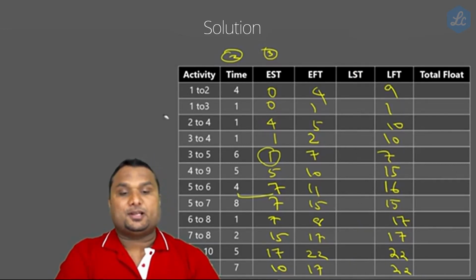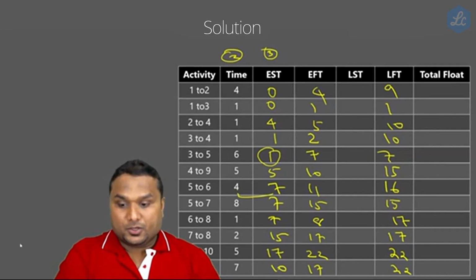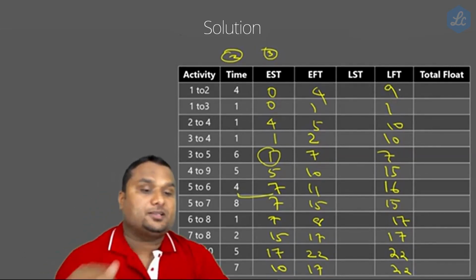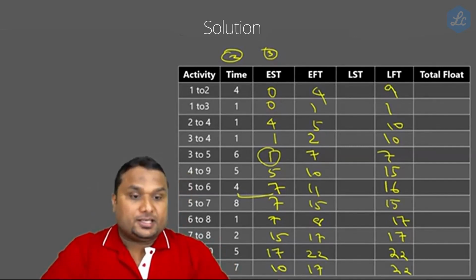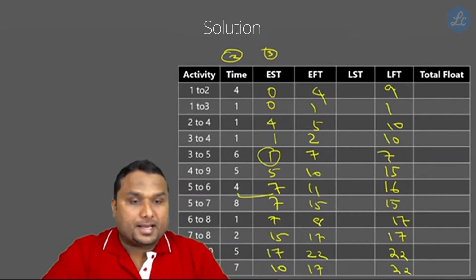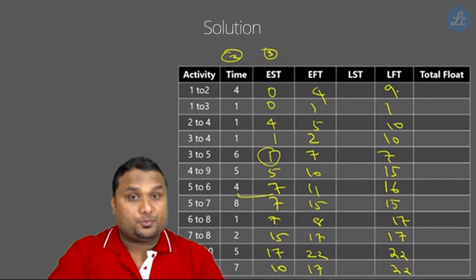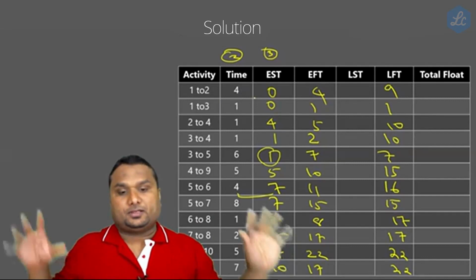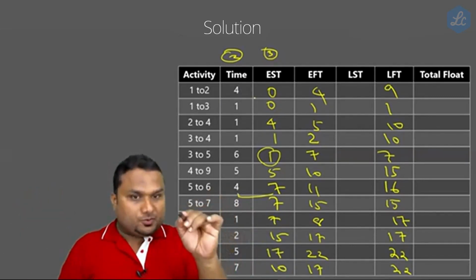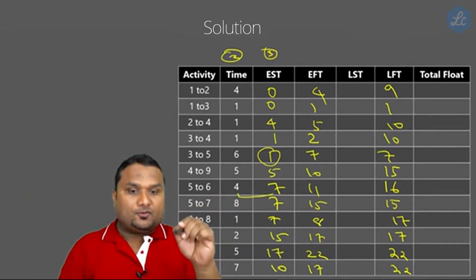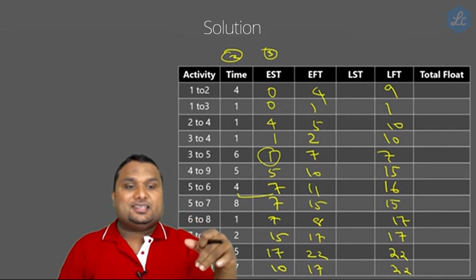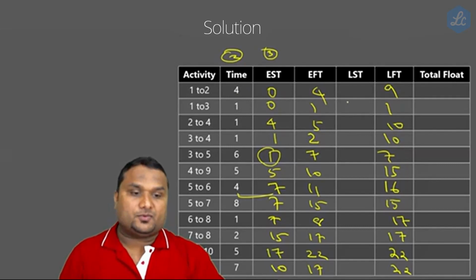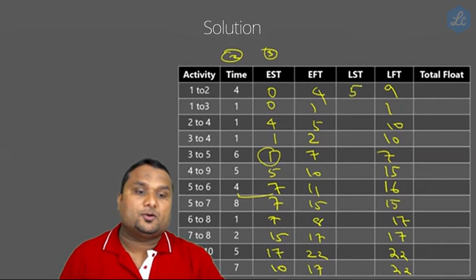Now LFT. My dear friends, your classmate's father told her she is supposed to reach home by 9 o'clock. That means the job is supposed to be finished at 9 o'clock and the time for the job is 4 hours. So when is she supposed to start? A minimum of 9 minus 4, that is, she is supposed to start on the 5th hour.